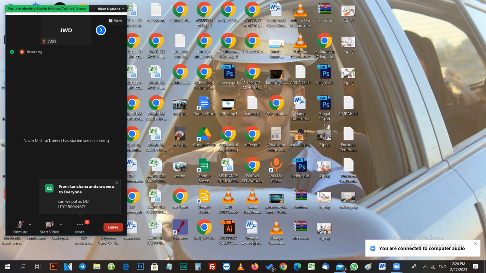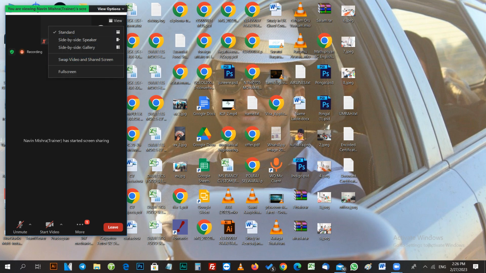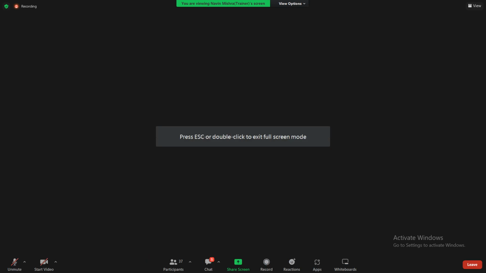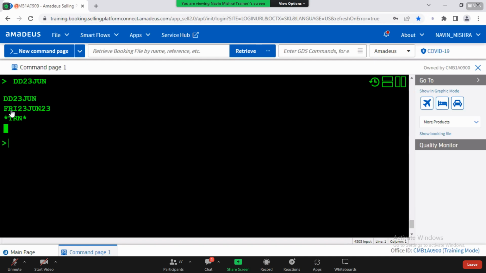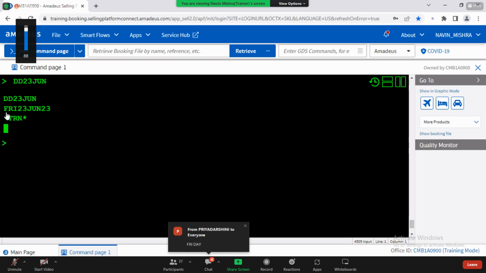23rd of June. Can anyone tell me what will be the day on 23rd of June 2023? What will you do? You go to the calendar, then you see the date, month, date, and then find out the day. Now, the DD command will help you find out the exact day by entering DD and the date you are referring to, and it will give you the day of 23rd June. Tell me, what is the day on 23rd of June? Friday. So that will be Friday. So this will also help you find out the day for any particular date.